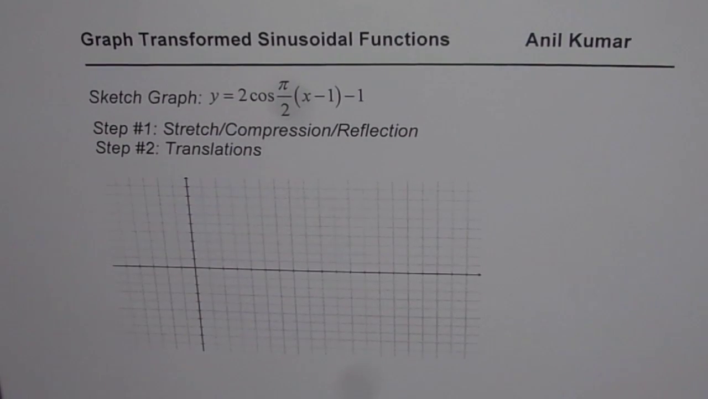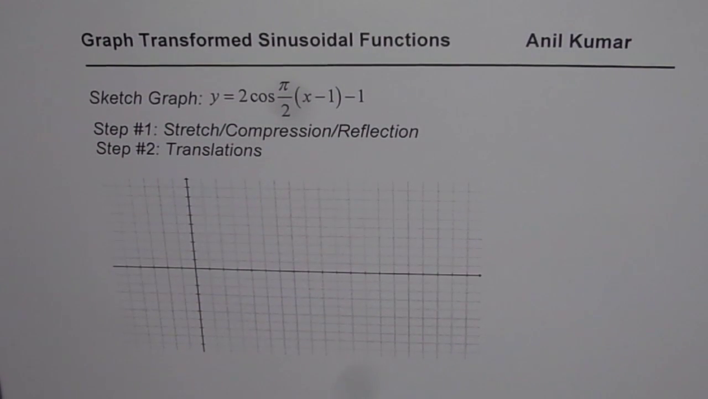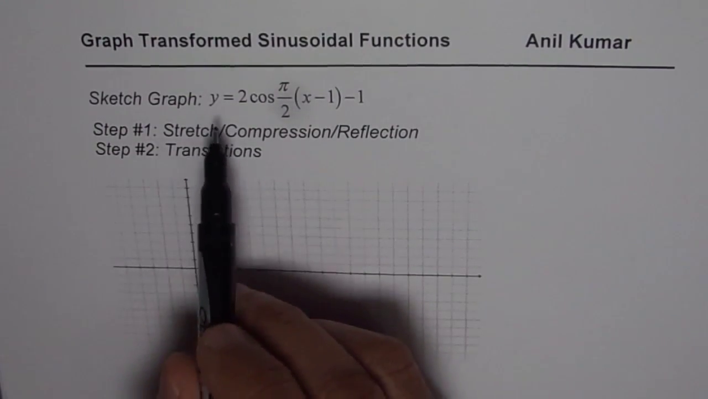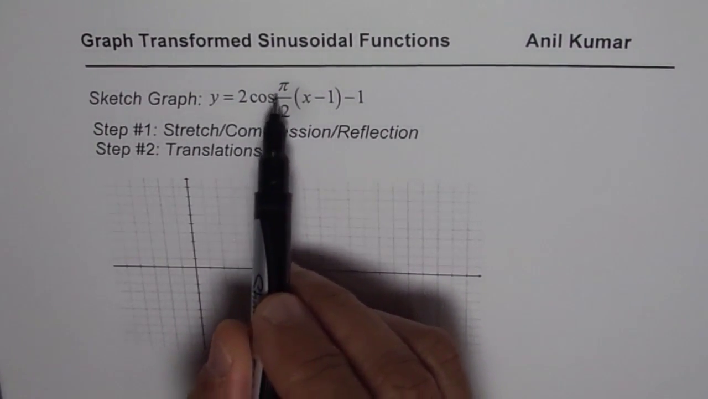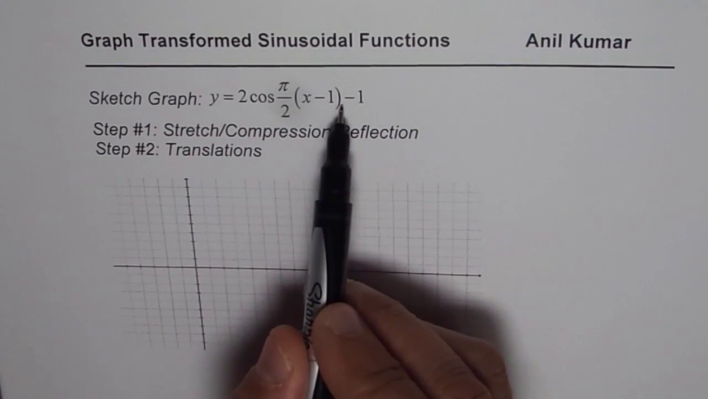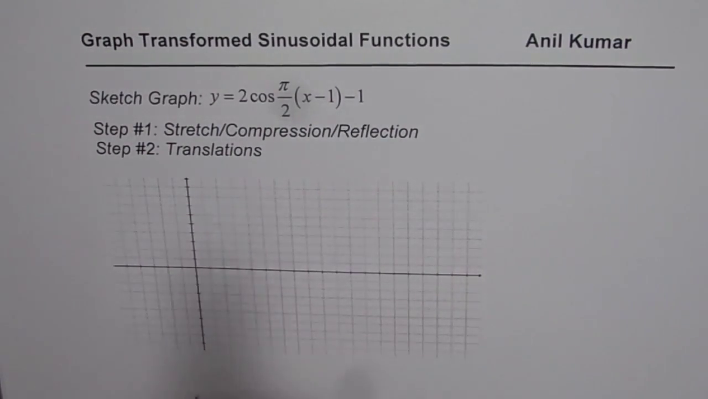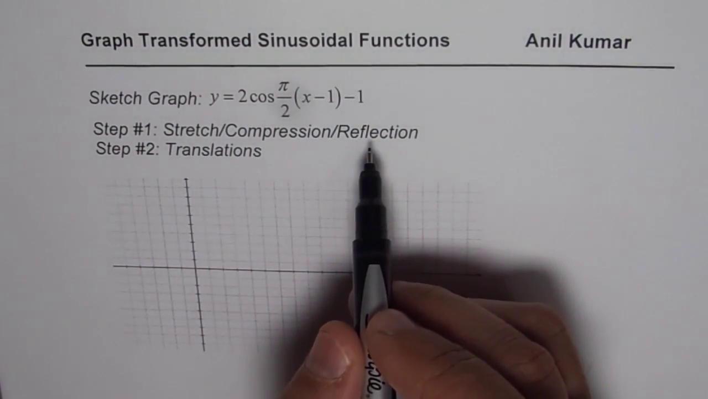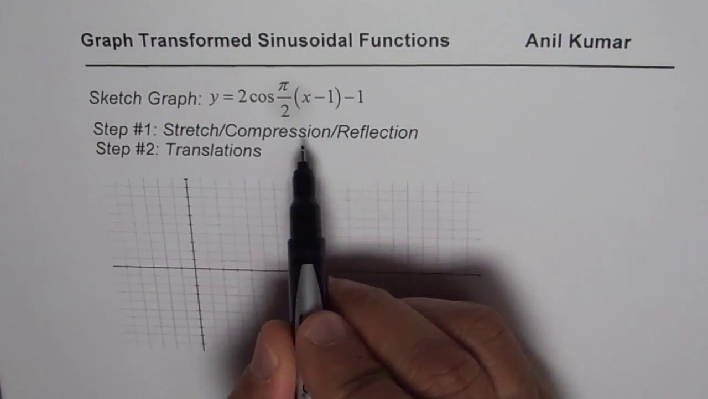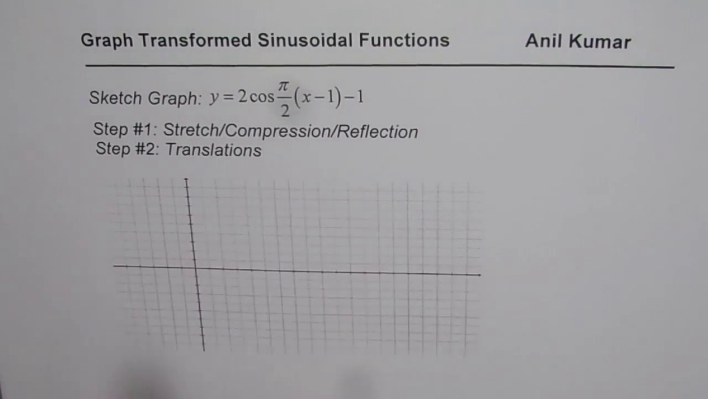I'm Anil Kumar, and in this video we will learn how to sketch the graph of a cosine function. Cosine functions are also sinusoidal functions. The question is: sketch the graph of y equals 2 times cos of pi by 2 times (x minus 1), minus 1. As we have been learning, we'll use 5 points and 2 steps to sketch.